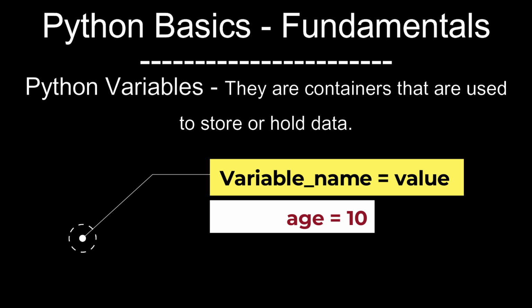If we assign age equals 10, the 10 is the variable value. That means you don't have to specify or declare the type of the variable before assigning a value to it.